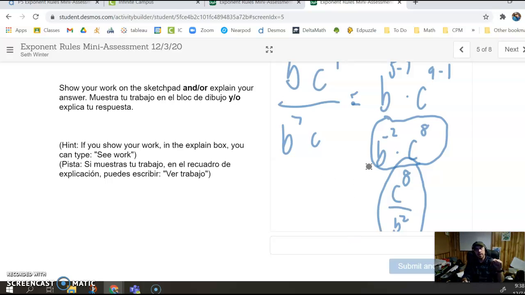Some of you, double check. You wrote your places in the wrong side. Some of you put c in the denominator, some of you put b in the numerator. So double check that answer.